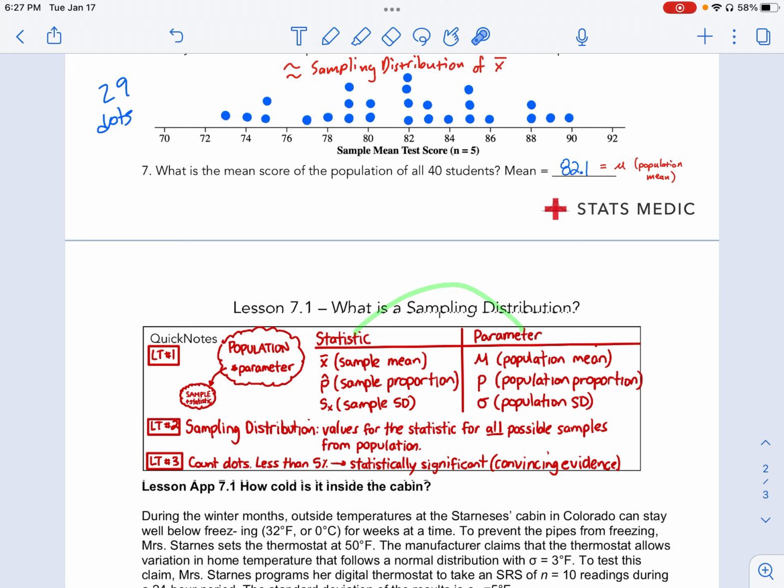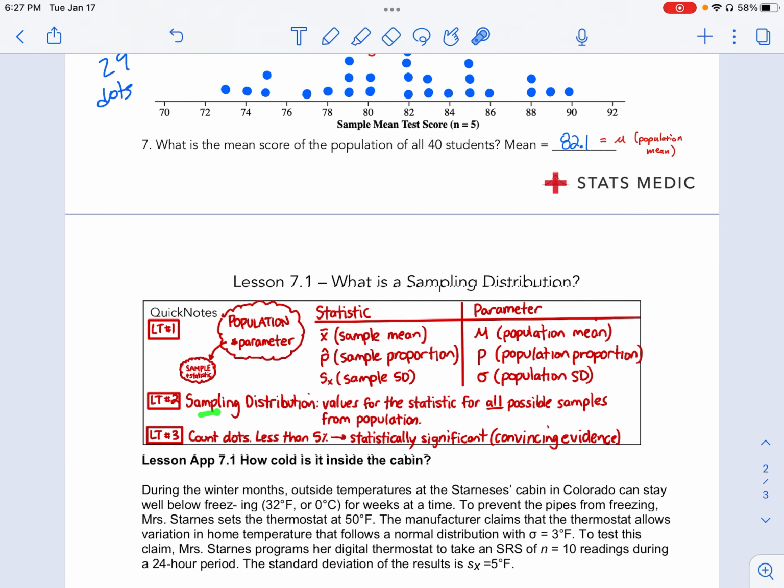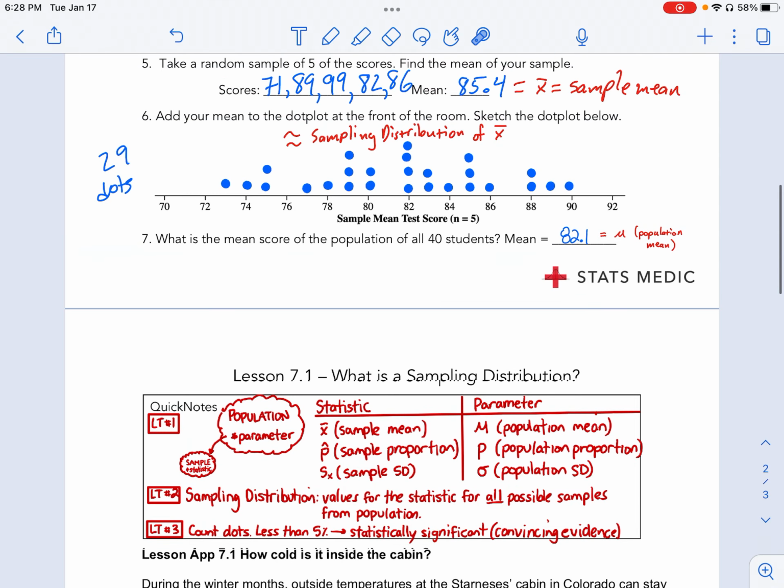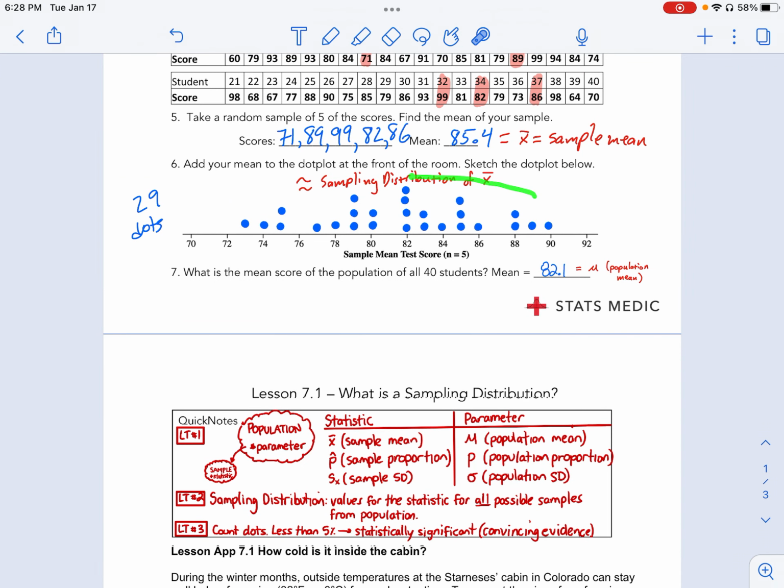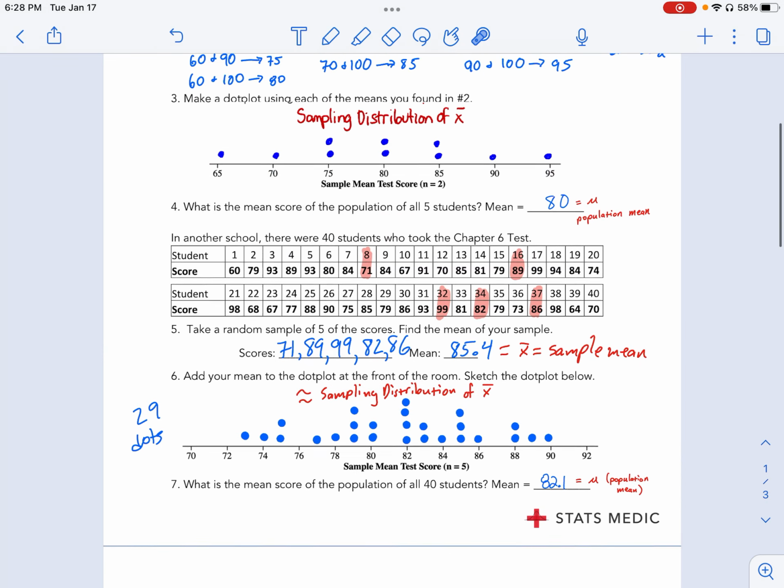So just keep these two differences in your mind. Target number 2 is a sampling distribution. This is the values for the statistic for all possible samples from a population. Now, this is 29 possible samples right here. We had 29 dots. Is that all the possible samples? No. So I guess it would be wise to do more samples, but at the same time, it's not really realistic to do every single possible sample.